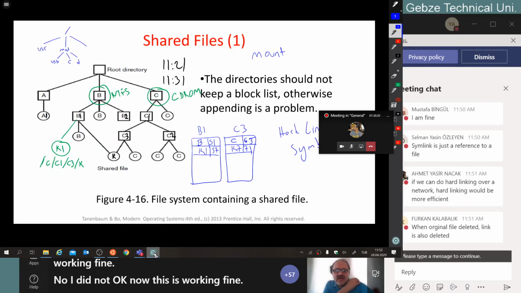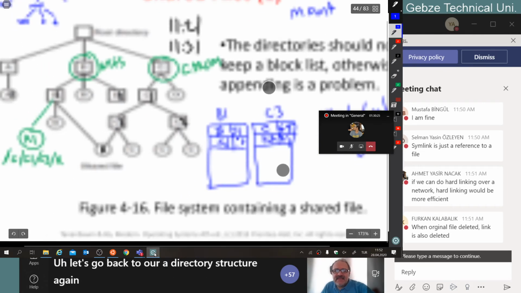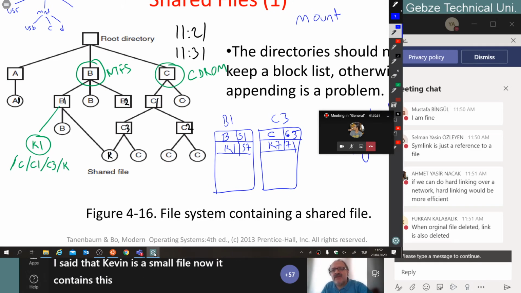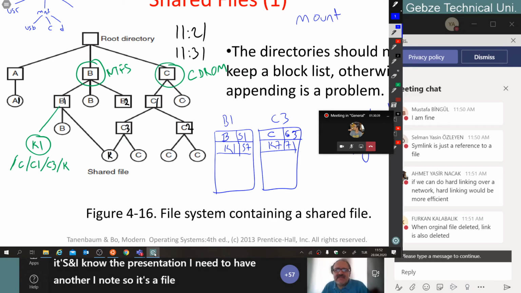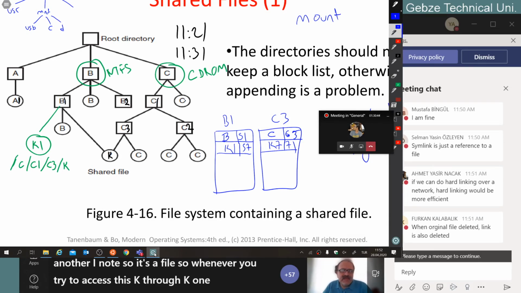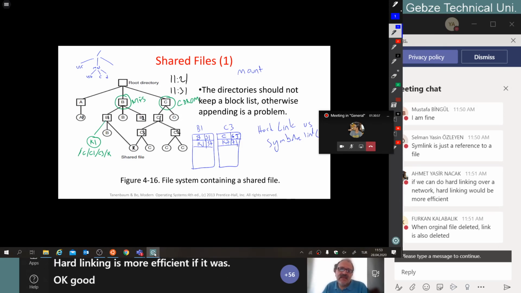Let's go back to our directory structure again. I said that K1 is a small file now. It contains this information. So for K1, if it's an inode representation, I need to have another inode. So it's a file. Whenever I access K through K1, I need to open another file. That's an overhead, right? So hard linking is more efficient if it works. Okay, good. So that's the difference between hard linking and soft linking.